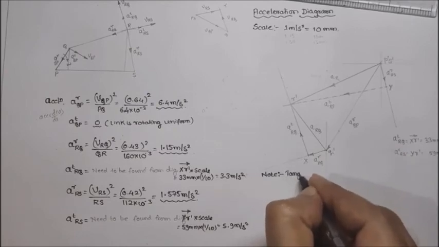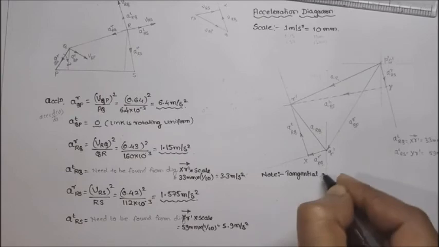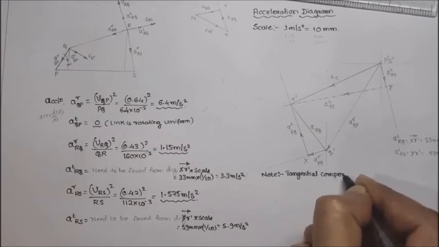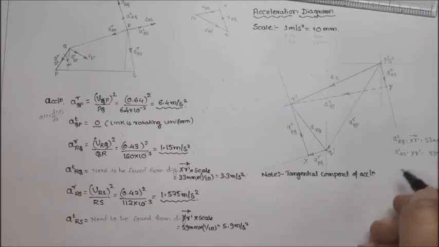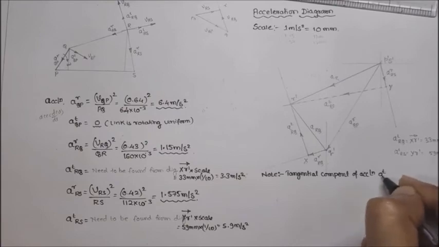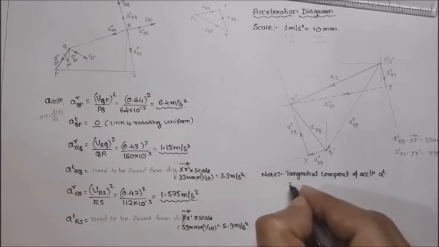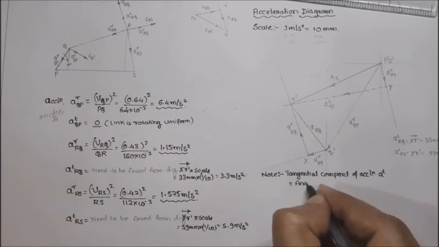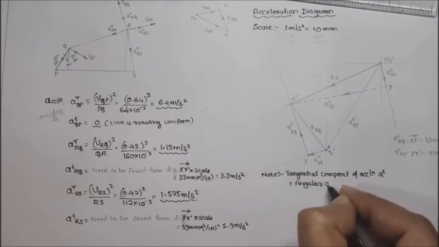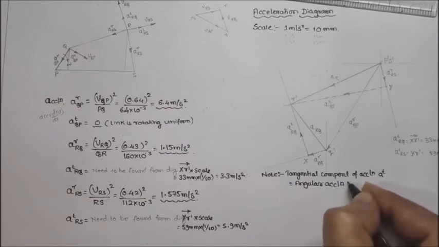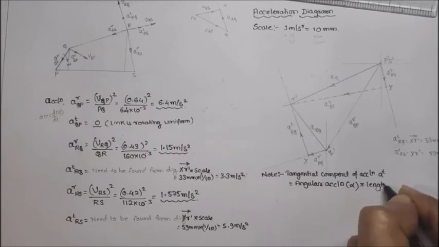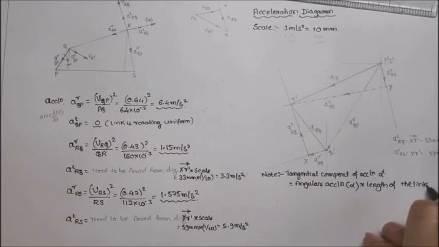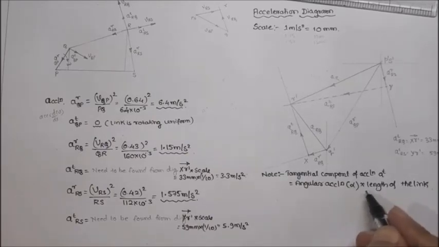Tangential component of acceleration, a tangential, is equal to angular acceleration, that is alpha, into the length of the link. So we have to find out the angular acceleration.